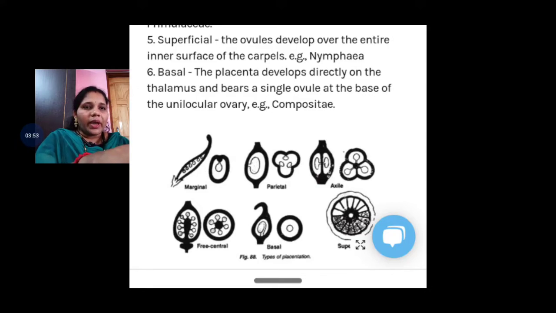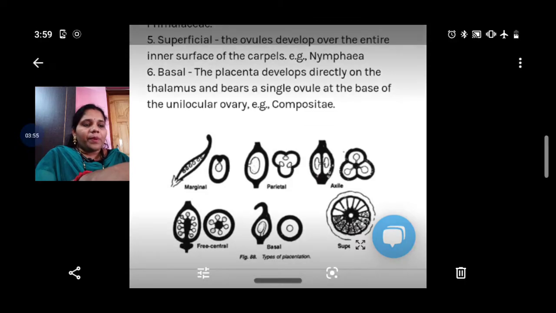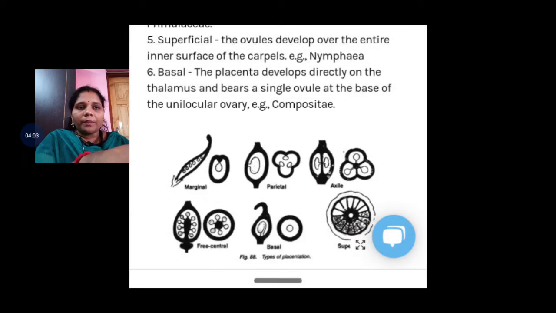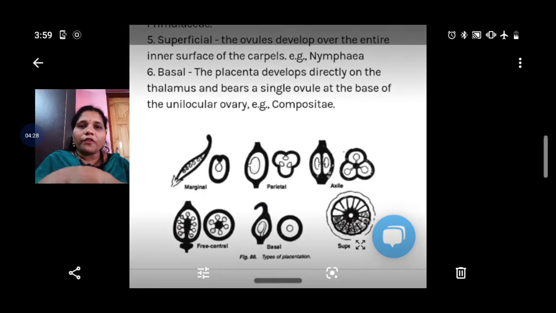Next comes axial. The placentas are developed from the central axis. Here you can see that 2 types of axial are there. One is developed from the middle part or center. One is also developed from the center but horizontally. So it develops from the central axis. Next one is free central. Here the placenta develops in the center of the ovary as a prolongation of the floral axis. It is developed as a prolongation of the floral axis.